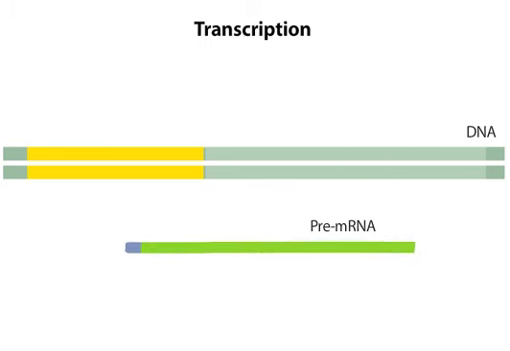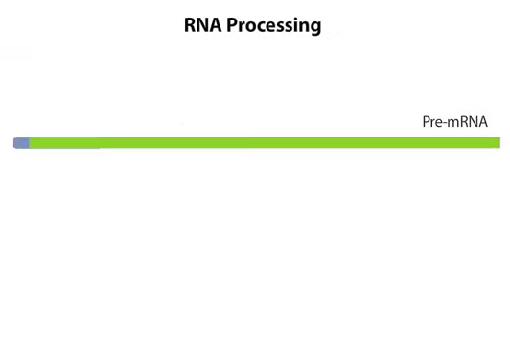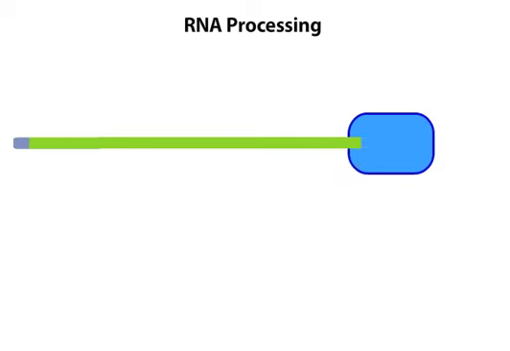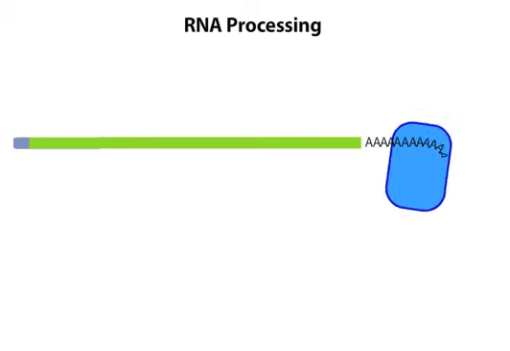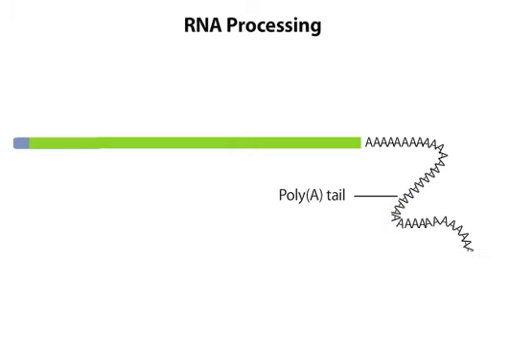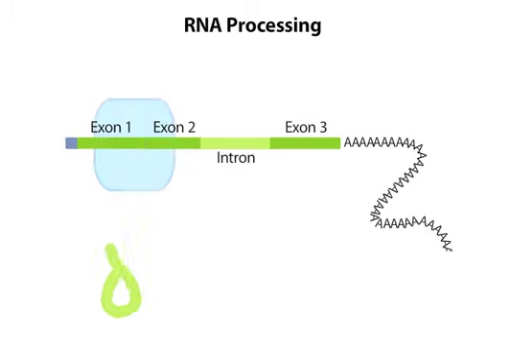The pre-mRNA must be processed before it can be translated into protein. The 3' end of the pre-mRNA is cleaved and a poly-A tail is added. Many eukaryotic genes are split into exons and introns. A spliceosome removes each intron, resulting in a mature mRNA.